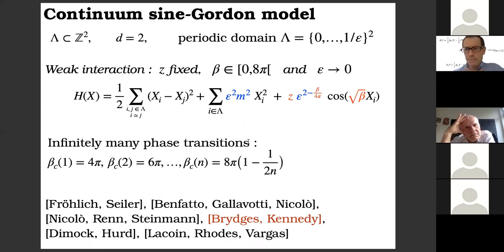I forgot that. These first papers by Benfatto and Gallavotti were able to go roughly up to the first or second threshold in a similarly explicit way. Then there are the papers by Nicolò, Renzi, Steinmann and the Dimock-Hurd papers, which were able to go up to 8 pi.